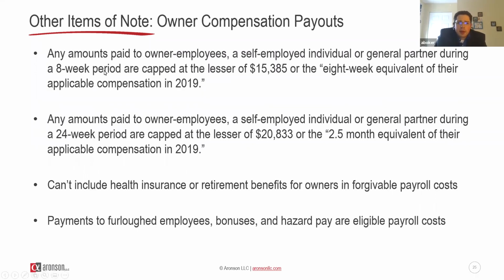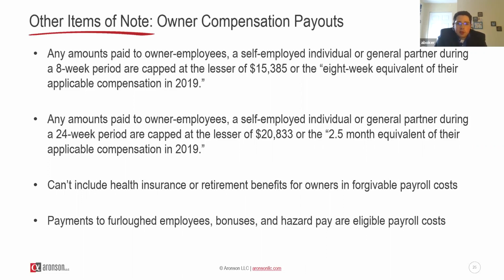You can't do this for the non-payroll items. Owner compensation payouts, a couple of minor changes on this. Any amounts paid to owner employees, anyone that's self-employed or partners during the 8-week period, it's capped at the lesser of $15,385 or the 8-week equivalent of 2019's compensation. And this rule was in here because they didn't want owners who had lower salaries or no compensation last year to effectively give themselves a raise to make the loan forgiveness work. So they don't want people gaming the system.